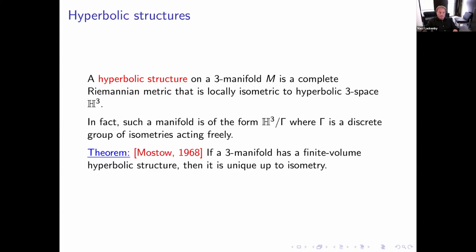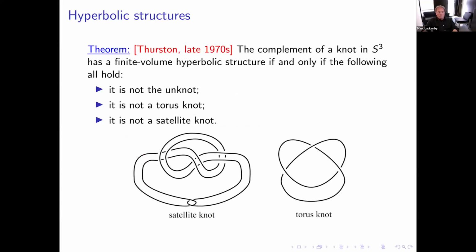And Mostow's rigidity theorem says that if a 3-manifold, or more generally an n-manifold with n at least 3, has a finite volume hyperbolic structure, then that is unique up to isometry. And largely due to work of Thurston and then Perelman, hyperbolic structures have become central in 3-manifold theory. One of the main things that Thurston proved was the so-called monster theorem that gives hyperbolic structures on knot complements.